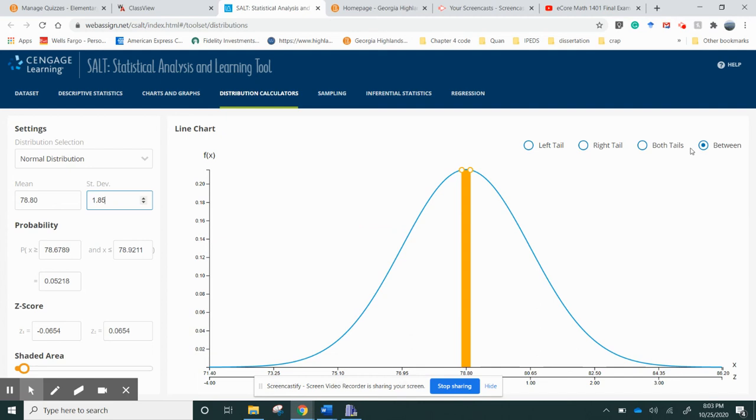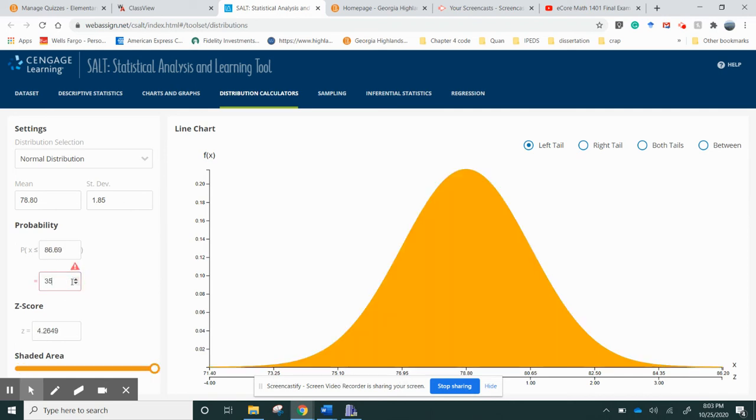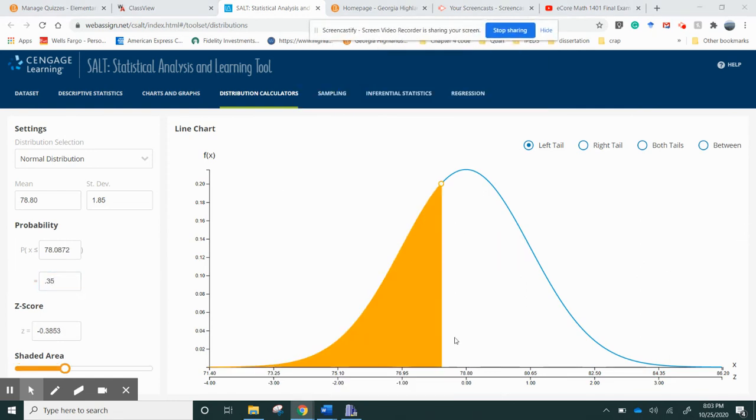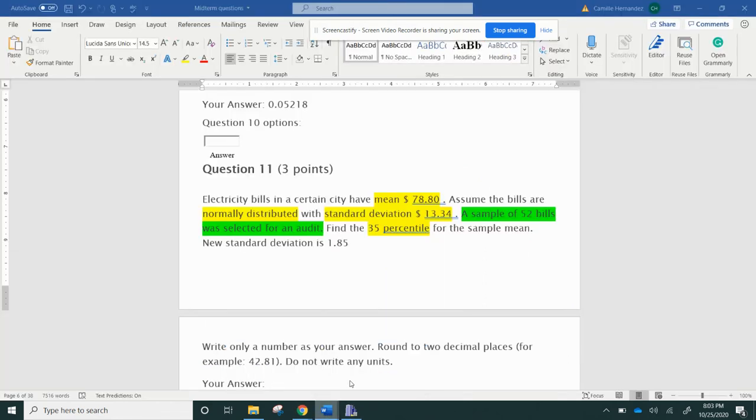So I'm going to go to left, and then I'm going to go down here, and I'm going to do 35th. Okay, oops, sorry, 0.35. All right, so what does that mean? That means that the 35th percentile is located here, and the value on the x-axis is 78.0872. So that's what I'm looking for right there. So I'm going to put that right there.